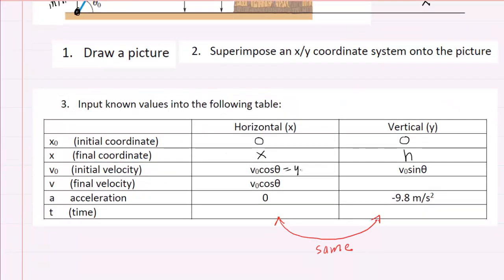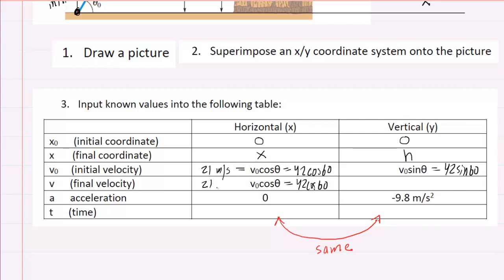So here we would have 42 cosine of 60. Here we would also have 42 cosine of 60. And then over here, we're going to have 42 sine of 60. Why don't we pick up our calculators and punch those in to get them into simplified form. Make sure your calculator is set to degree mode. So 42 times the cosine of 60 gives me 21. So we'll come over here and fill this in as 21. This is meters per second.